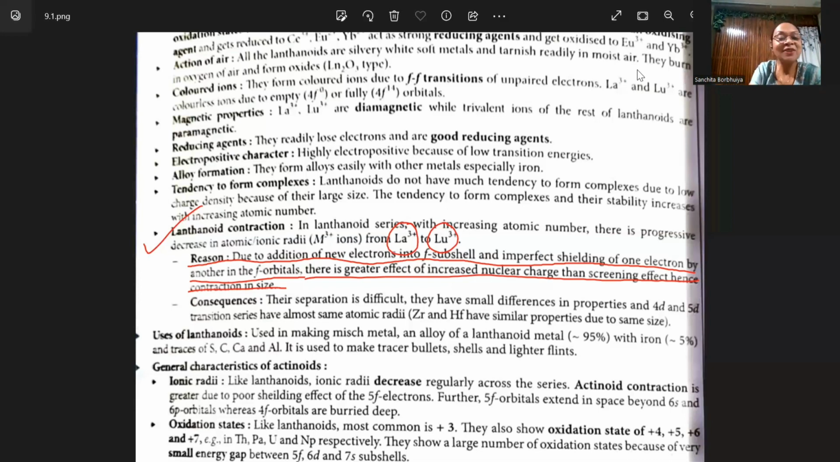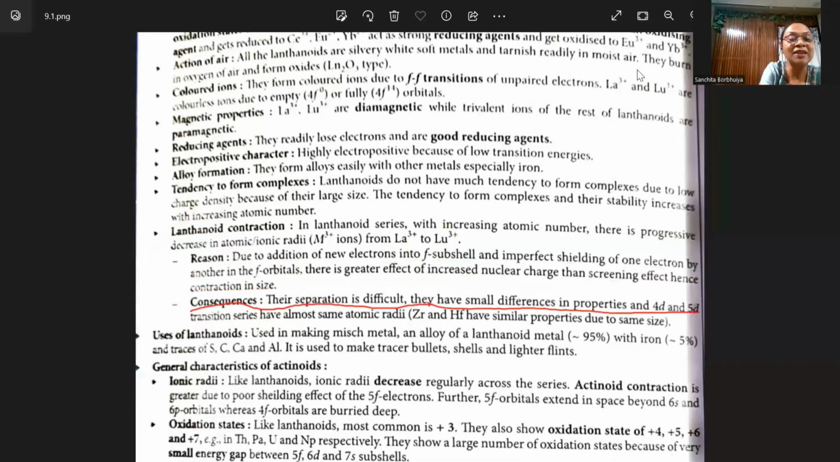Okay, so we have learned about lanthanoid contraction. Now let's go to the consequence. What is the consequence of lanthanoid contraction? The separation of some of the elements is very difficult, because there are very small differences in properties, and the 4d and the 5d series of transition elements have almost the same radii. And which two elements have the same radii? Zirconium and hafnium. These are the elements which have nearly the same size. They are also called chemical twins because they have almost similar properties and almost similar radii.